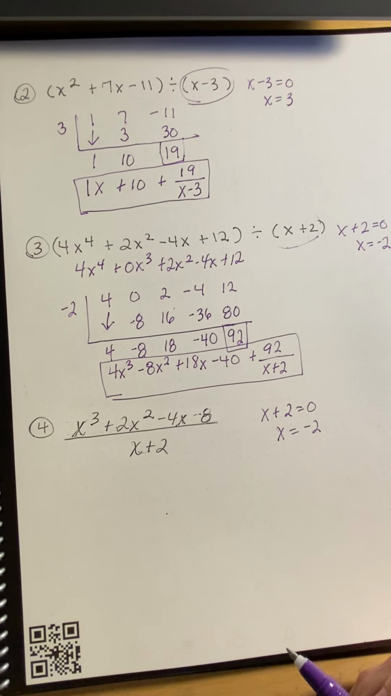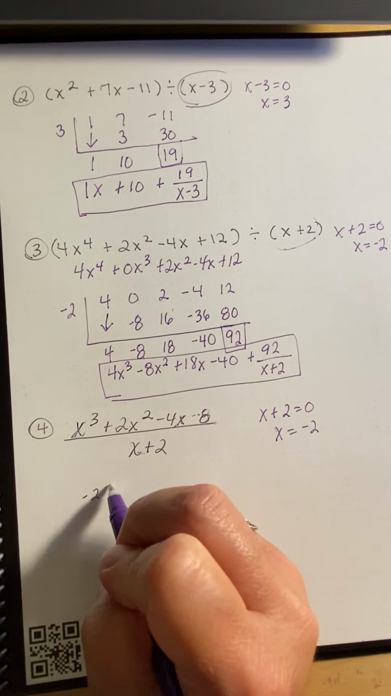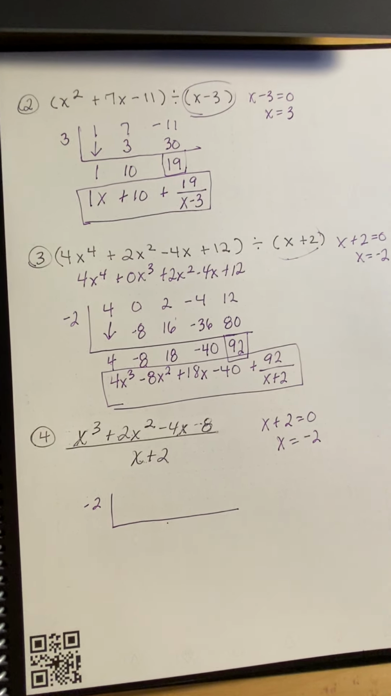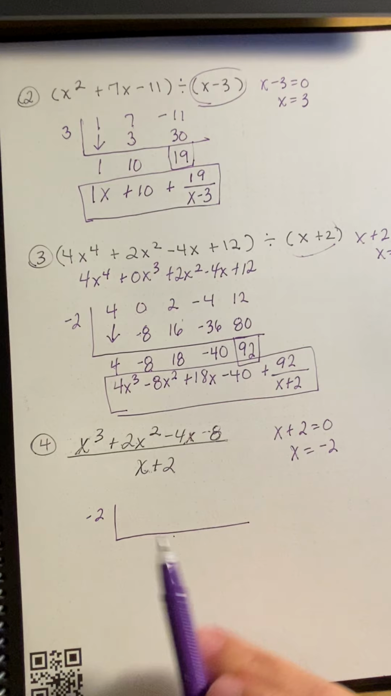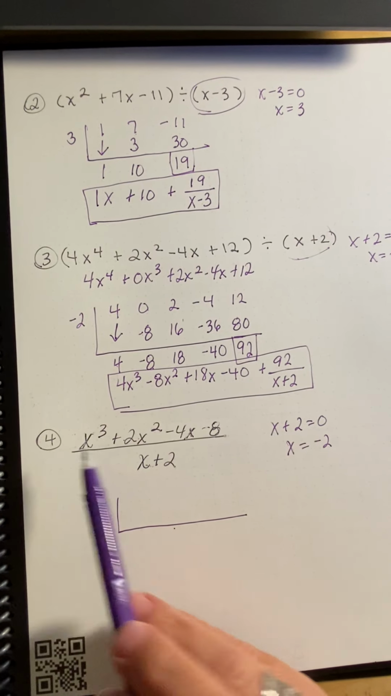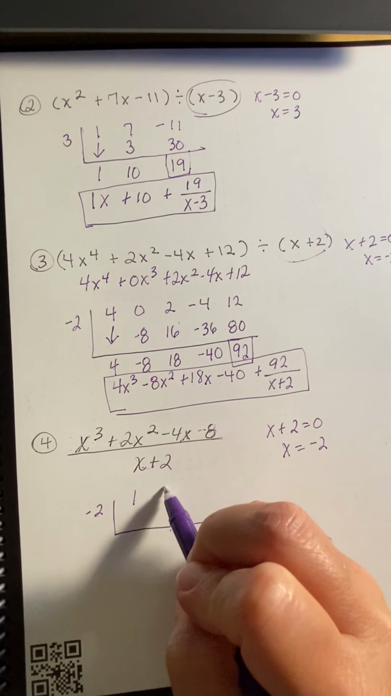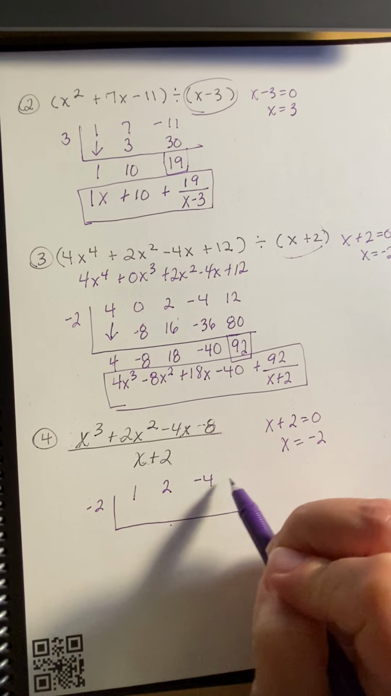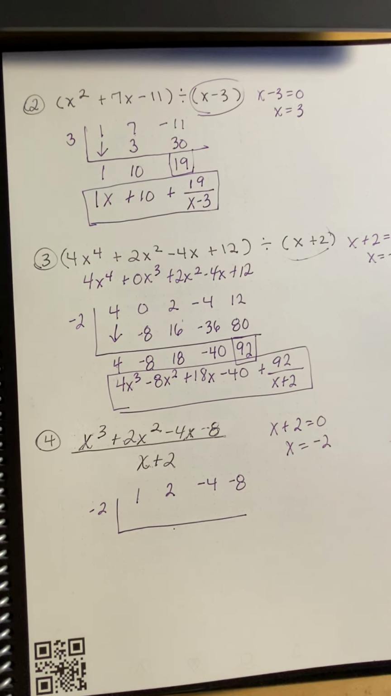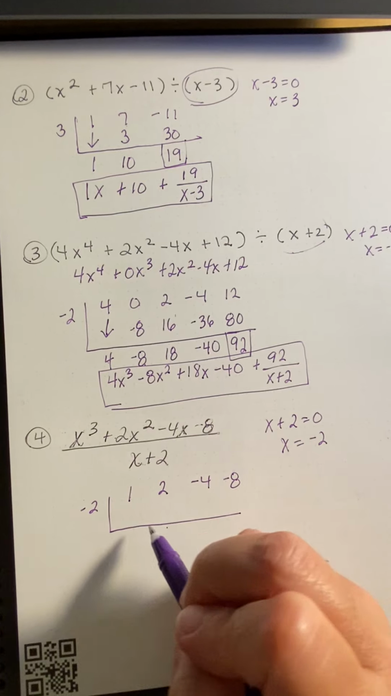So we've got negative 2. Negative 2 will go on the outside of your upside down division. Then you're going to write down your coefficients. Remember, there's understood to be a 1 right there. 2, negative 4, and negative 8. Your first number needs to come straight down.